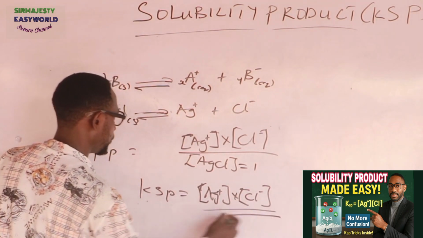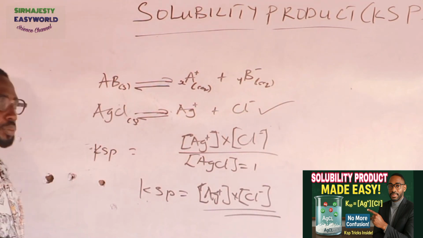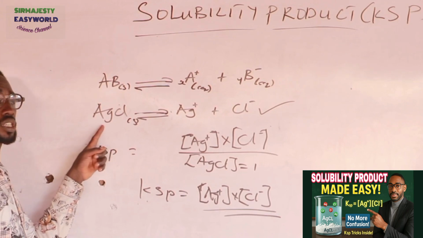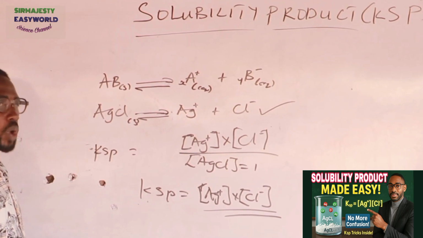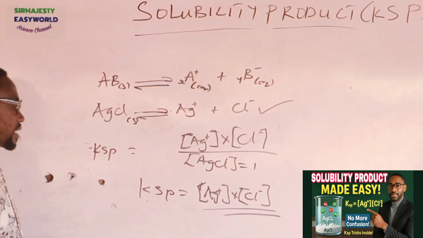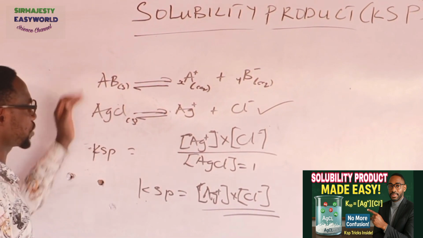So this should be the solubility product of this reaction, because the concentration of the undissolved is taken as 1, because it's almost 100% certain. So this is the KSP of this reaction.